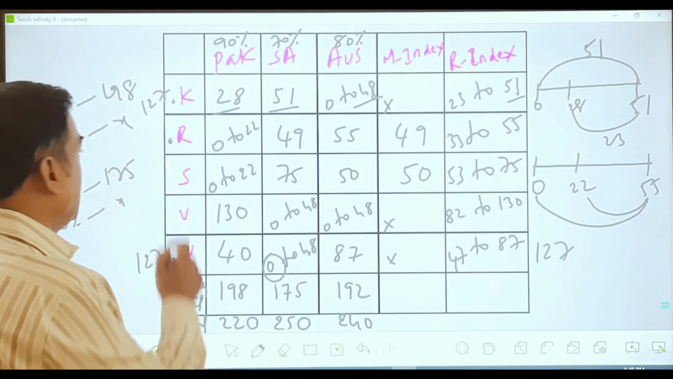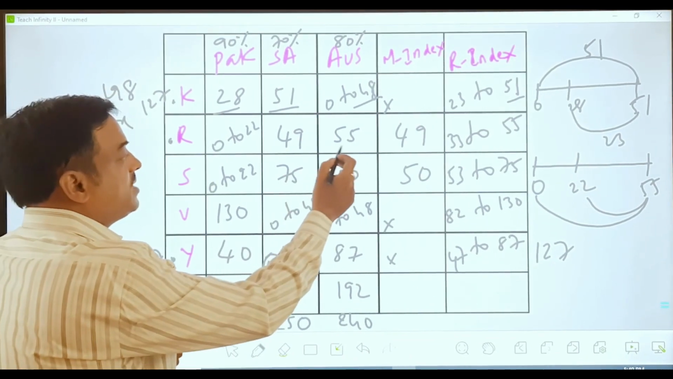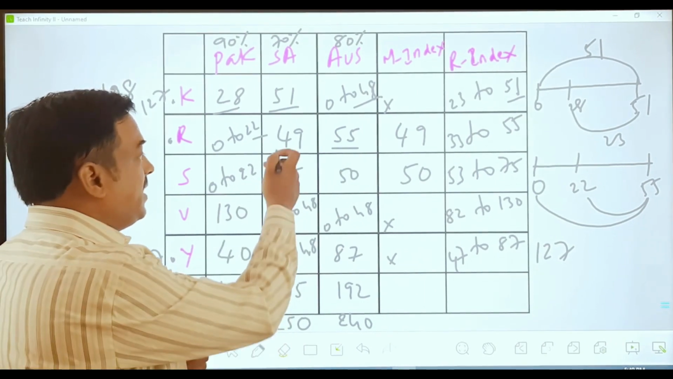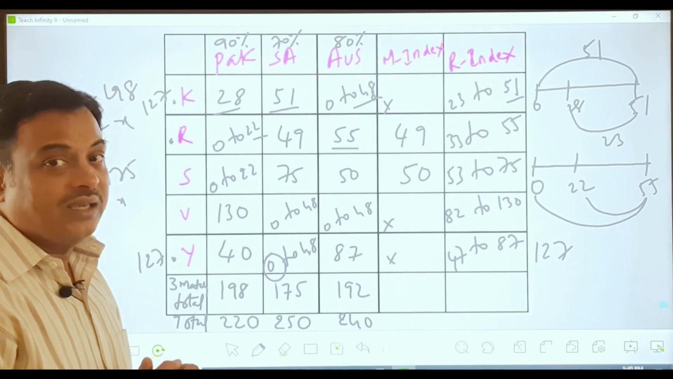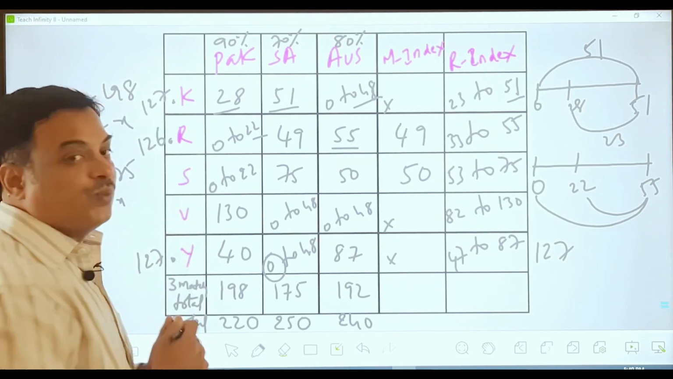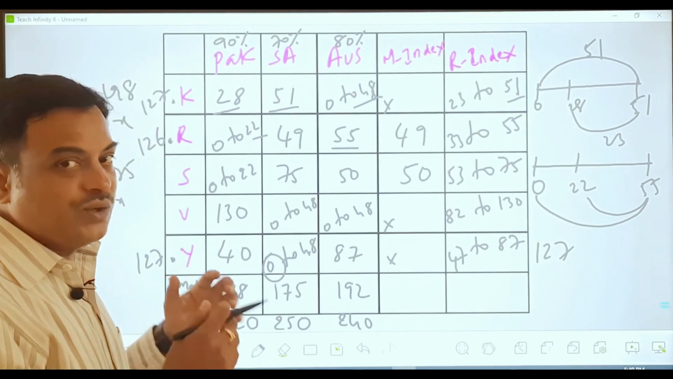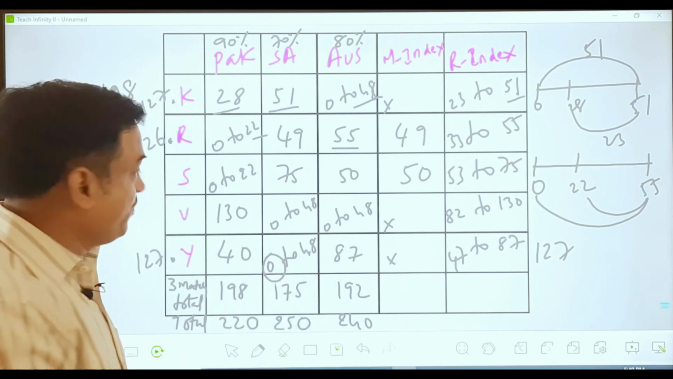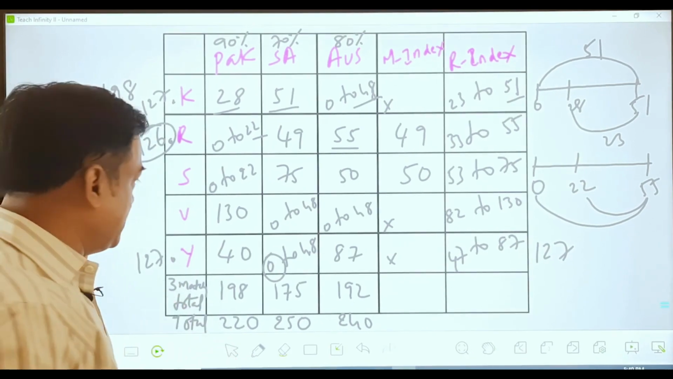So let us leave it. Next, if you take the highest numbers, 55 and 22 is 77, and 77 and 49 will be 126. So here the highest total of Rahul is 126, whereas the least total of Yuvraj is 127. So definitely Rahul will be less than Yuvraj for sure. This is the first case where I can say definitely less.